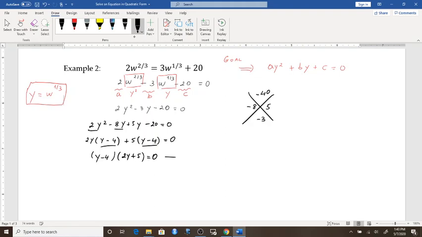Alright, so from which we get two possible equations, y minus 4 equals 0, and the other one is 2y plus 5 equal to 0. So we can solve the first one, which is y equal 4.